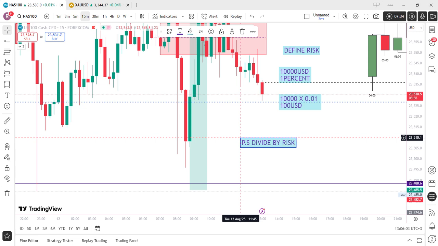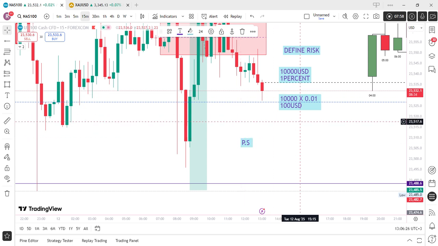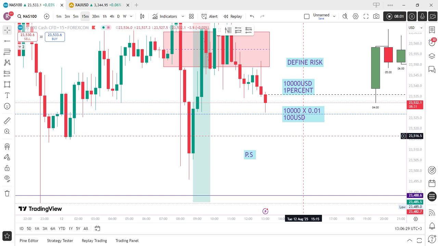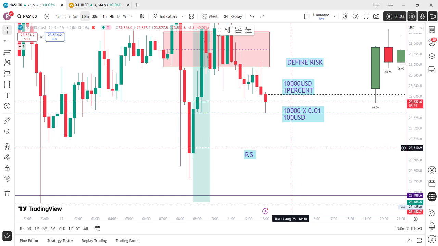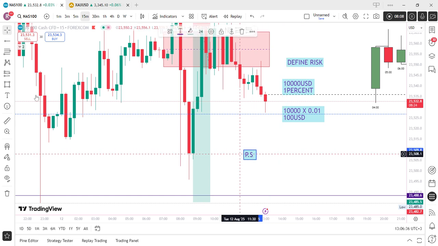So after dividing it by the risk, sorry, we're supposed to be dividing it by stop loss size, because we are trying to find the amount of points per move in this market. Okay, just bear with me, guys. I know it's starting to feel complicated. Just be patient with me.